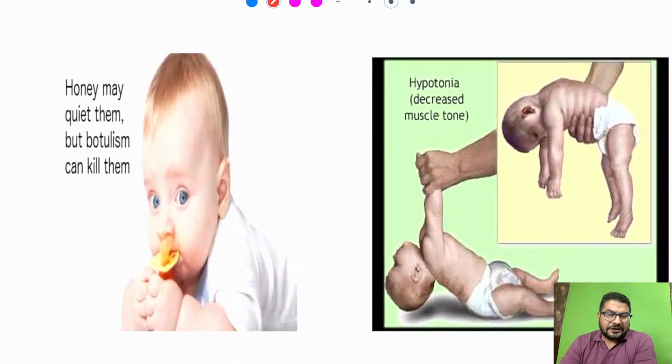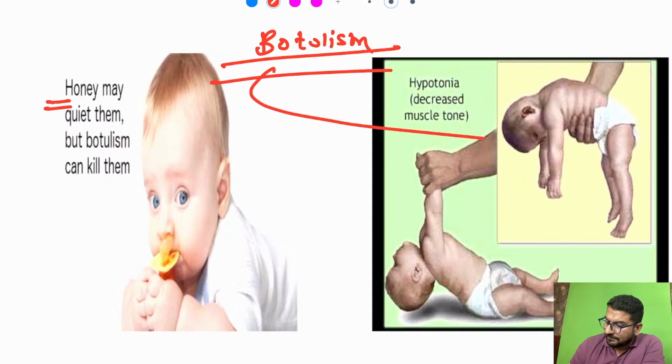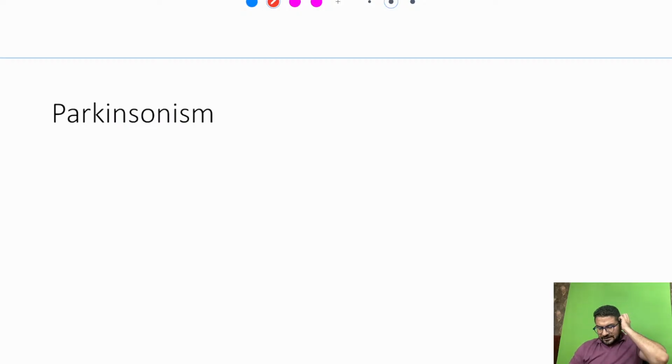So this is what we call floppy baby syndrome, or I can say floppy baby. This is due to consumption of honey. So honey खाने से क्या होगा, it will cause botulism. So this is called infant botulism. So patient will have complete hypotonia. There is loss of muscle tone. This is one of the differential diagnoses of myasthenia. Right. Now let's talk about Kampavta or Parkinsonism.